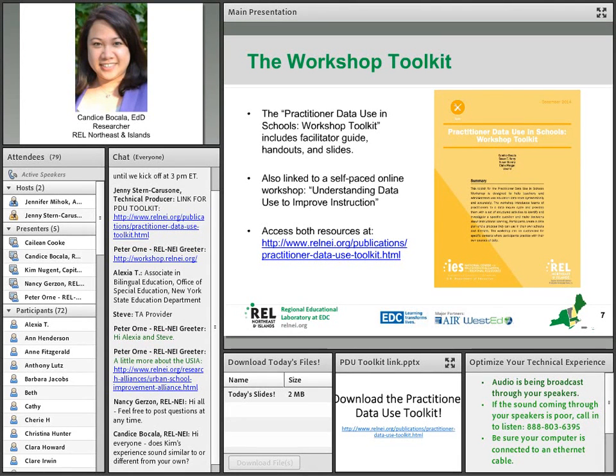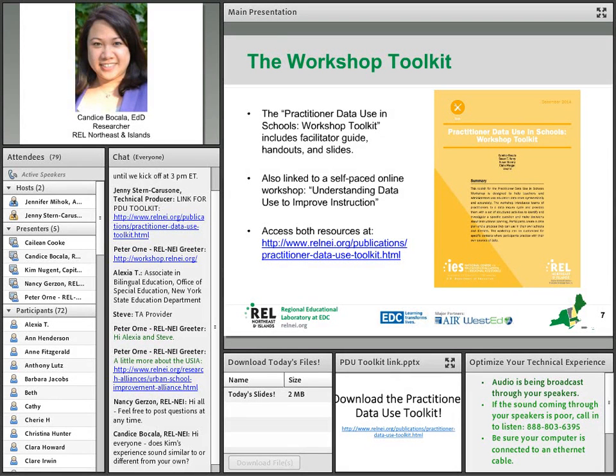For the toolkit itself, it was created from a review of research in terms of best practices with data use, guidance from funded centers from the U.S. Department of Education, and also practitioner materials that we have learned from and used over the years. Since, as Nancy Gergon says, there is a lot of work out there now about data use. So what we tried to do was to package it together in an easy-to-use facilitator guide that had links to handouts as well as slides that could be customized for different audiences.